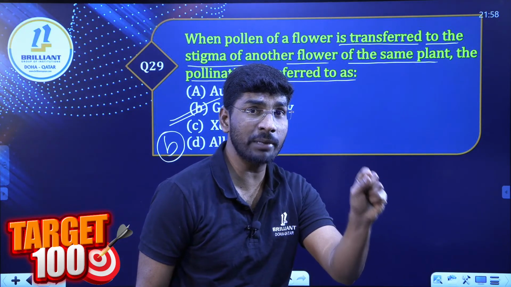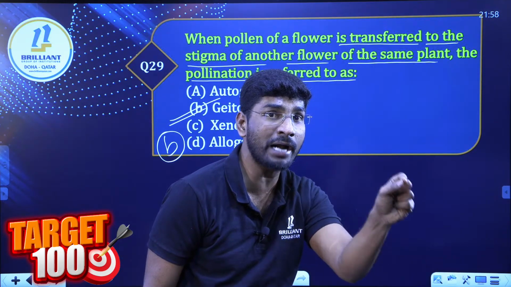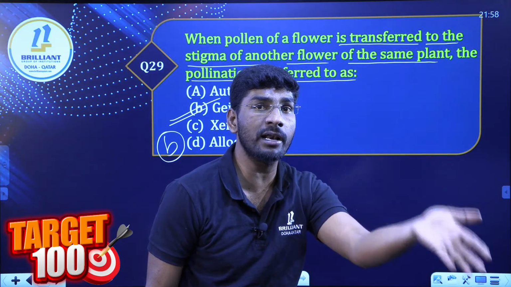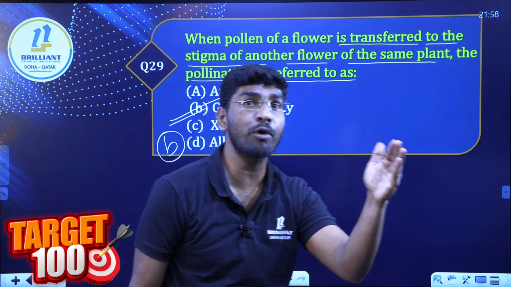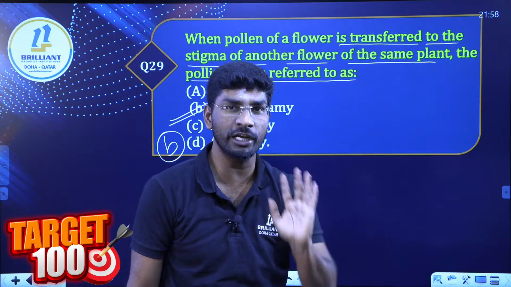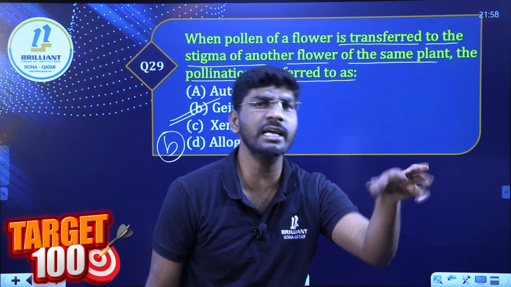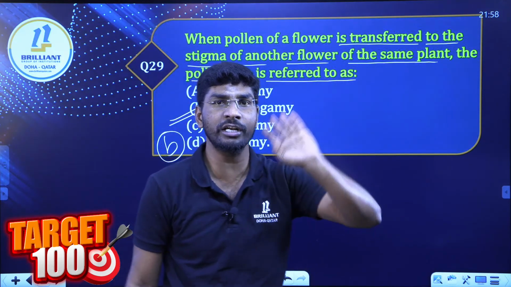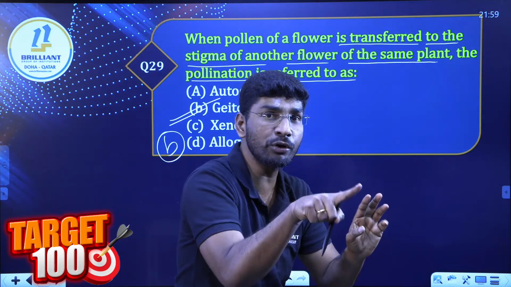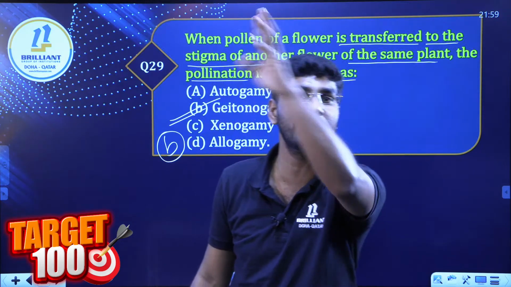Geitonogamy, refer after my class. Geitonogamy involves genetically the same pollen grain, but it is equal to cross pollination, because NCERT tells that in geitonogamy pollinators are involved as agents, so it is like cross pollination. But what type of pollen grain is going? Genetically similar pollen grain is going. If you compare geitonogamy with xenogamy, xenogamy clearly brings a genetically different pollen grain.